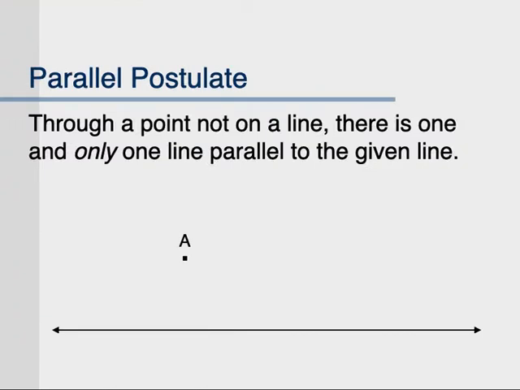First, you have the parallel postulate. The parallel postulate says, through a point not on a line, there is one and only one line parallel to the given line.